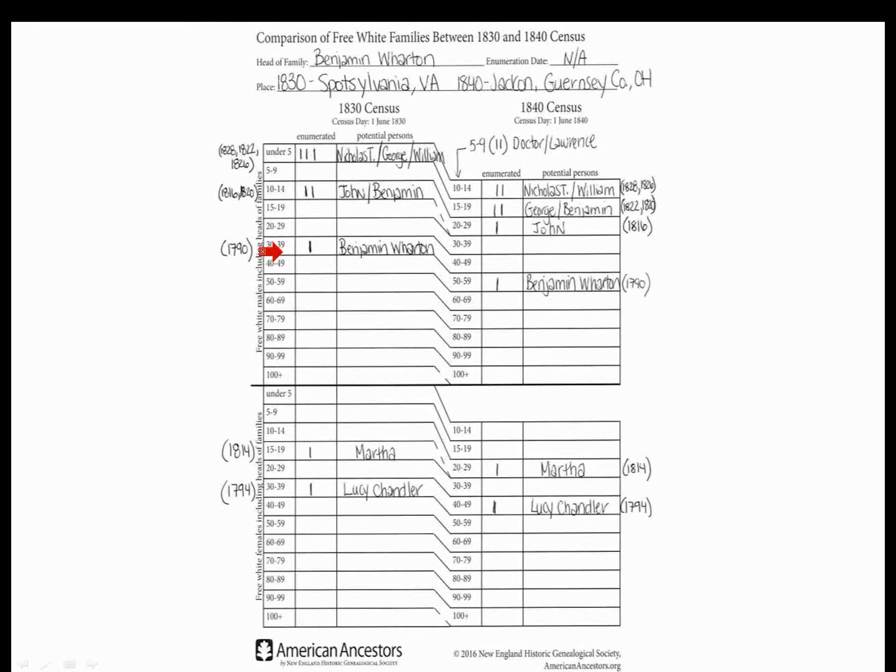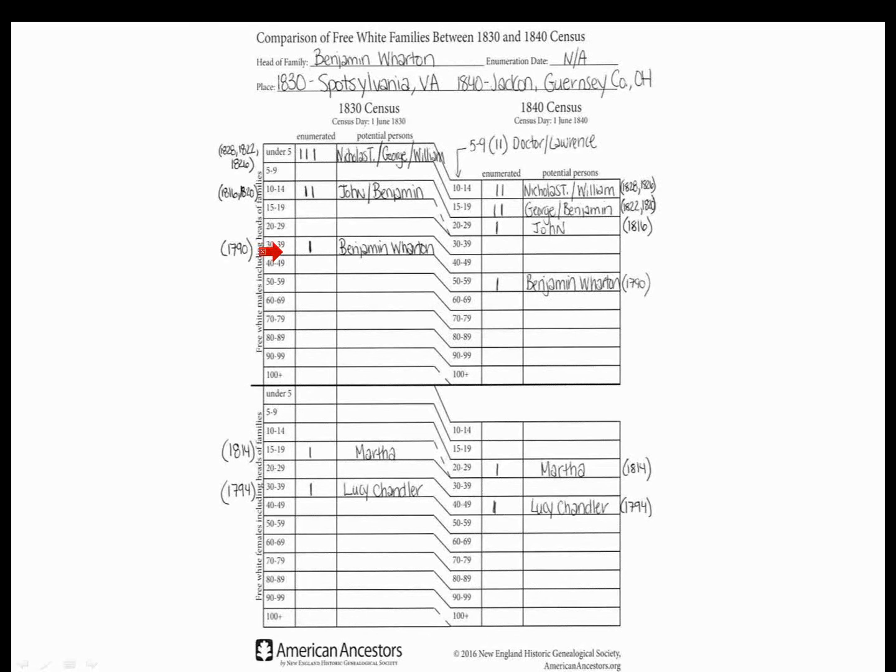So looking at this comparison chart, I'm very confident that the record that I found in Spotsylvania and the record that I found in Guernsey County, both of those seem to match. I'm confident that these are my Benjamin Wharton.